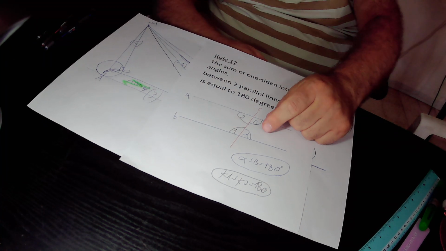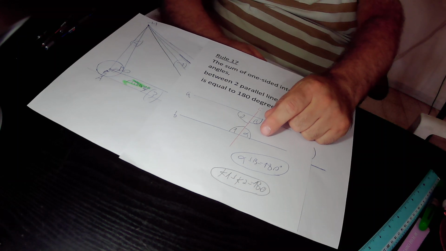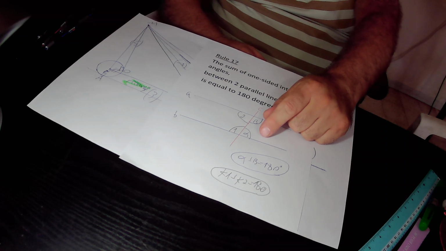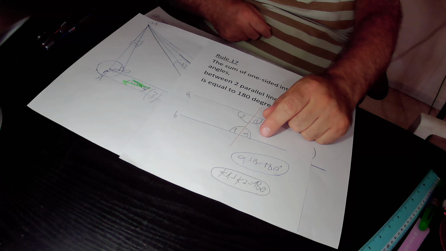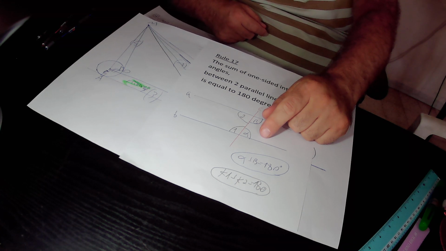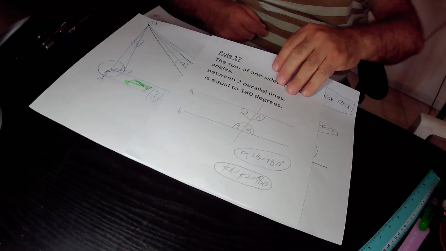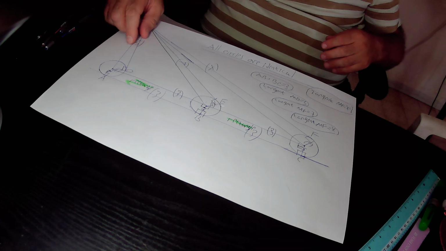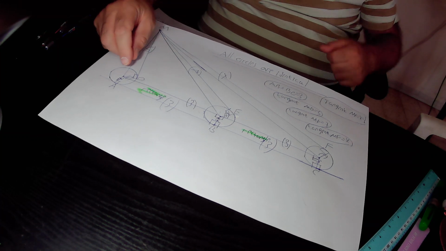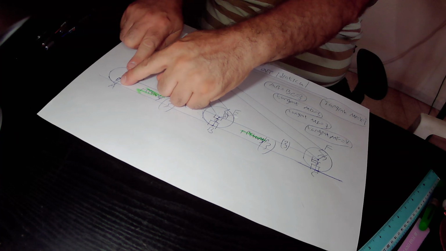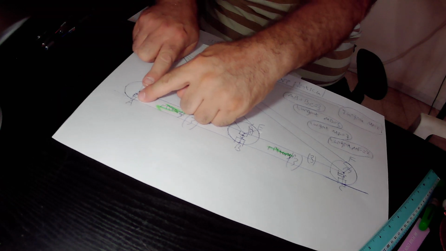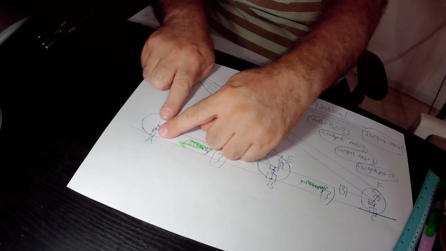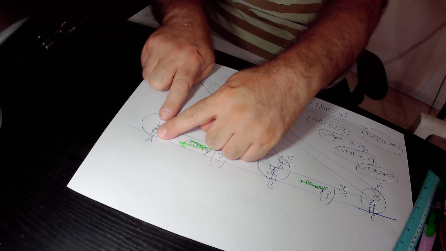Likewise, those two angles are also defined as one-sided interior angles, and according to rule 17, the sum of those two angles is equal to 180 degrees. That is to say, alpha plus beta equals 180 degrees. We can implement rule 17 in our drawing, because in our drawing, we have those two angles that are defined as one-sided interior angles. And according to rule 17, the sum of those two angles is equal to 180 degrees.